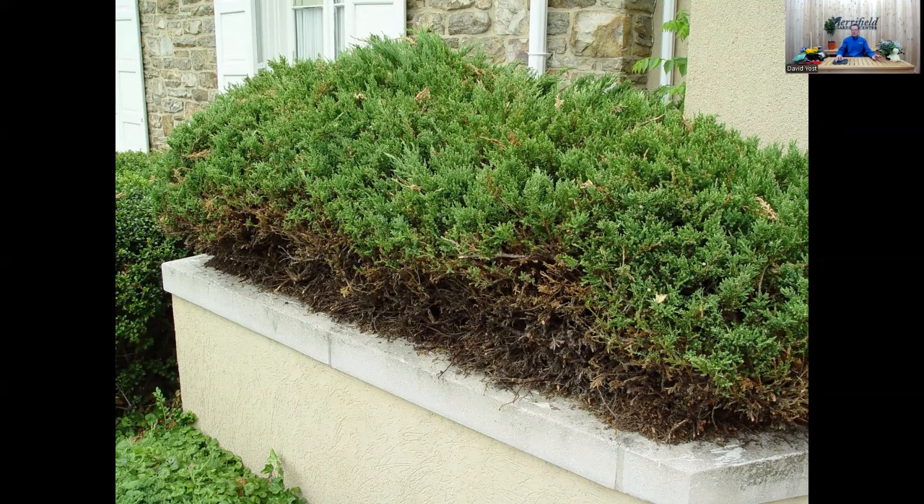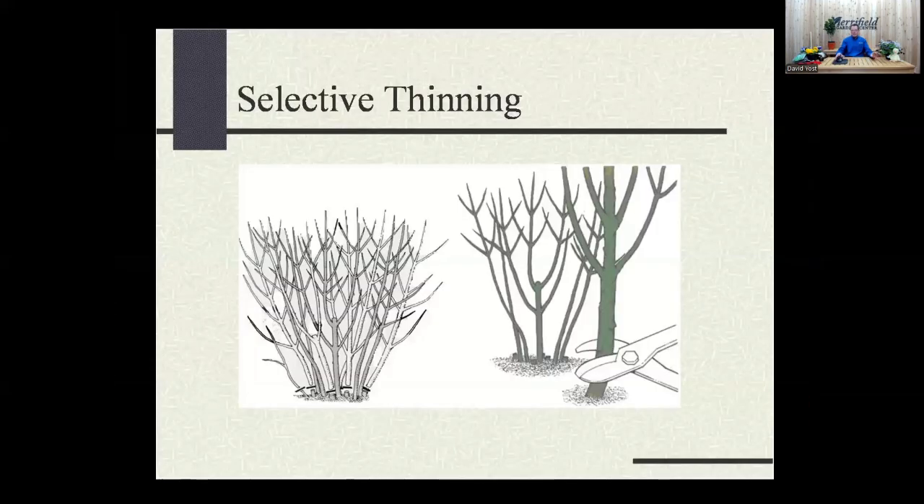So the next thing I want to talk to you about, and this is going to apply to most of the plants that we talked about today. This is what you're going to be doing most of the time in your garden, what I call selective thinning. So when I use the word thinning, we're actually removing a branch. We're not just cutting it back here at the tip that you can see. I'm going out and I'm thinning it out.